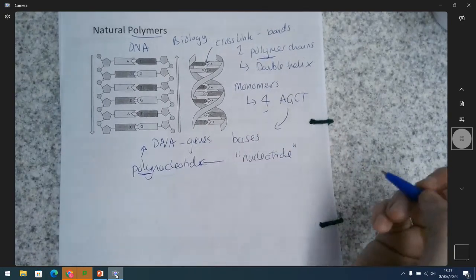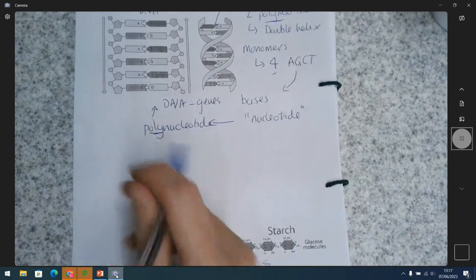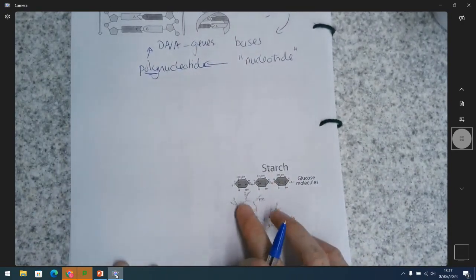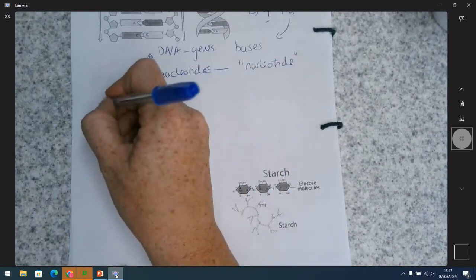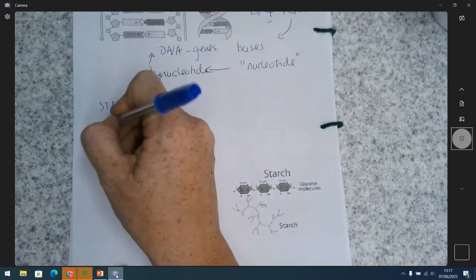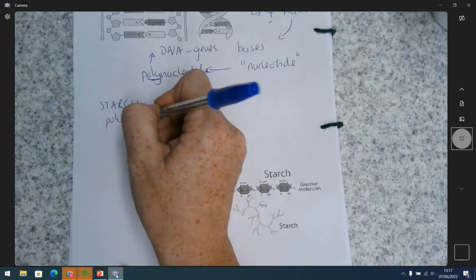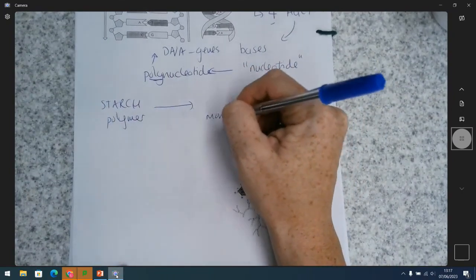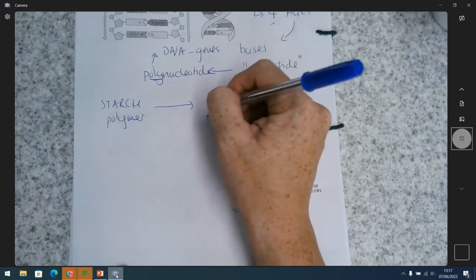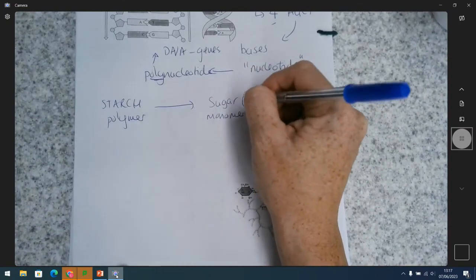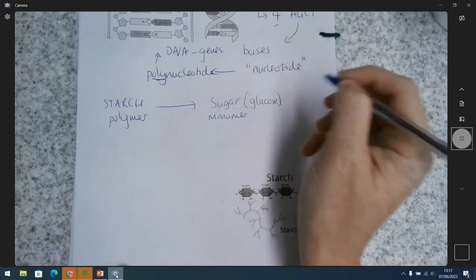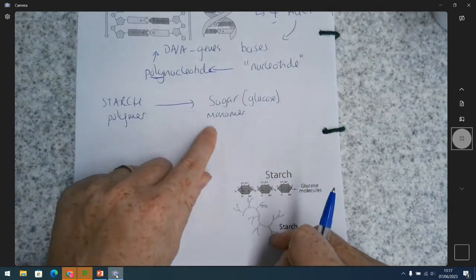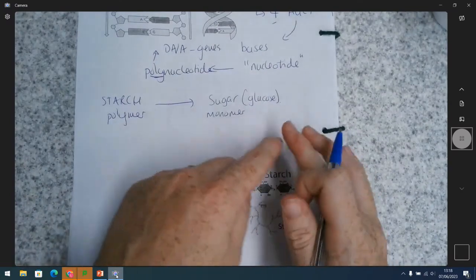Okay. In addition to that, you've also got starch. So you can see down the bottom, I've given you starch, which is here. And starch is essentially the polymer, the long chain. And the monomer that joins together to make starch would be sugar. And in this case, glucose. So starch is the polymer, and sugar molecules, glucose, join together to make starch.